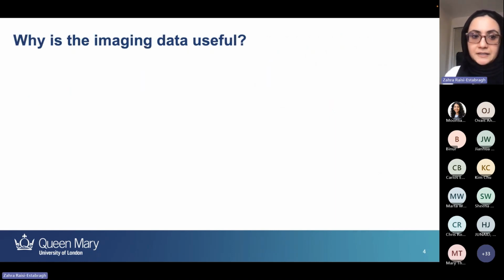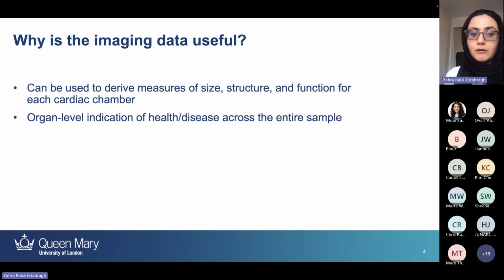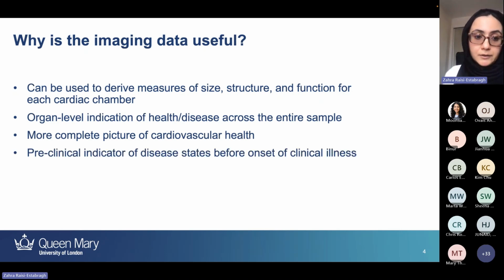Now, let's think about why the imaging data might be useful. We can use the cardiac imaging data to derive measures of size, structure, and function for each cardiac chamber. And this can give us an indication of health or disease at an organ level. And we're able to do that across the entire sample for each of these cohorts. This can be really powerful. It can give us a more complete picture of cardiovascular health compared to if we're just thinking about clinical outcomes, and gives us a much deeper understanding of the health status of our individual.